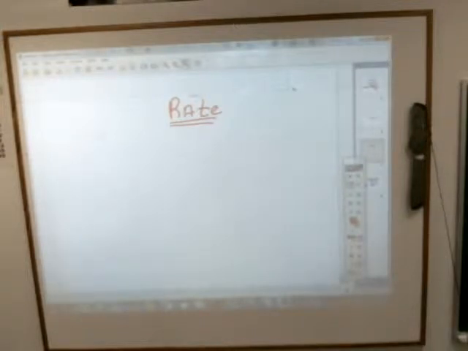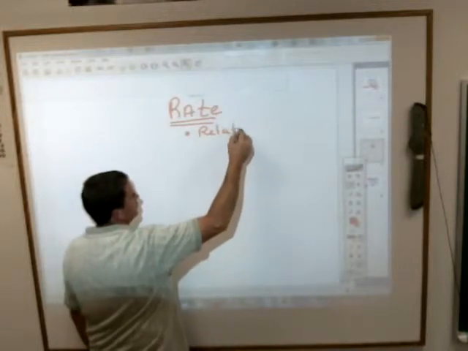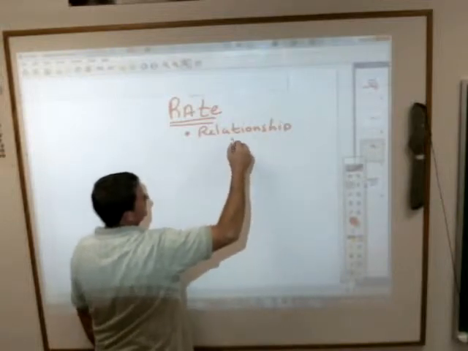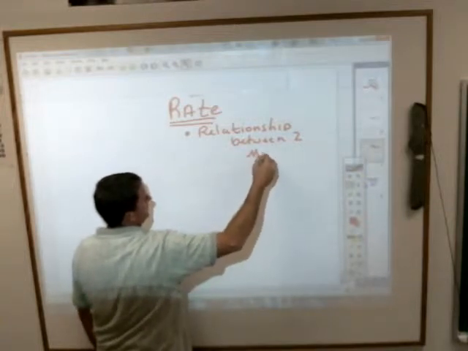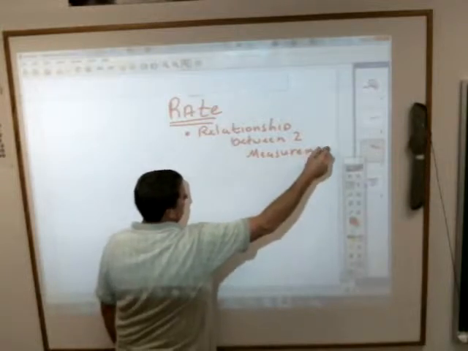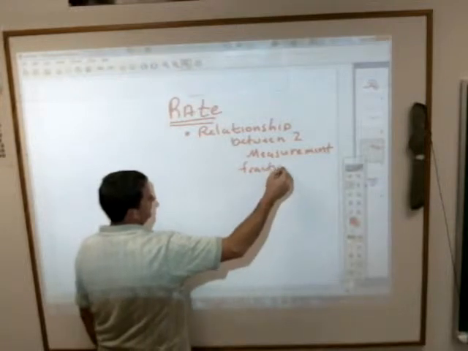The first one, just briefly about rate. Rate is simply put a comparison or a relationship between two measures. Relationship between two measurements. And we use rates all the time. Usually we put it generally in fraction form, kind of, ish.